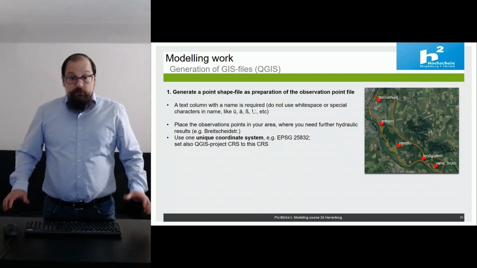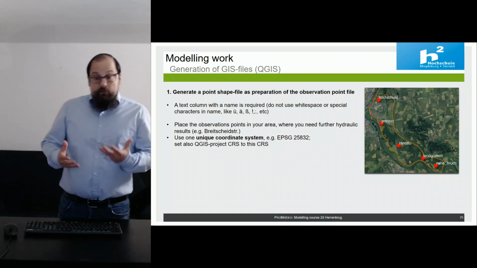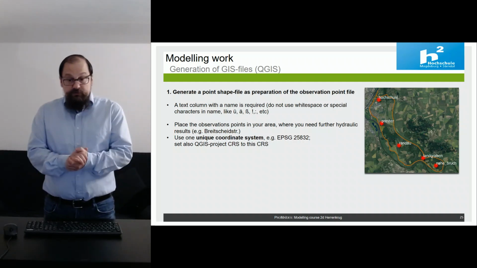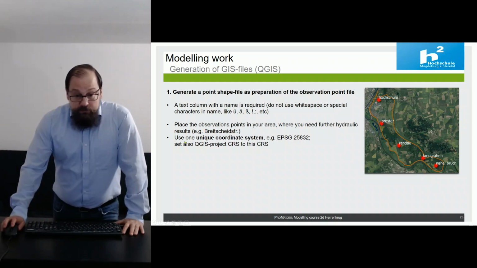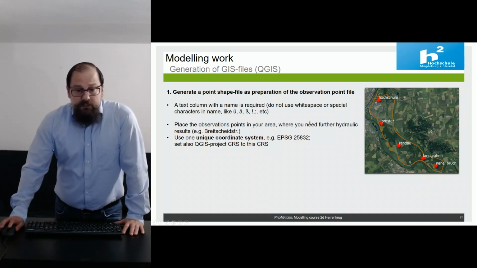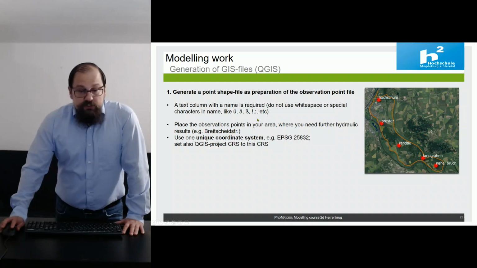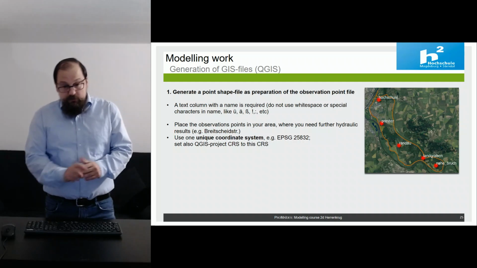What we have to do is the generation of GIS files. We have to generate a point shapefile as preparation of the observation point file. This shape needs a text column with a required name for each point, and please do not use any white spaces or special characters in the name, especially, we in German like the Ü, ß and so on. Don't use them, just use normal characters, and don't use white space.